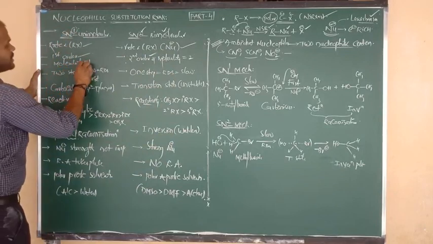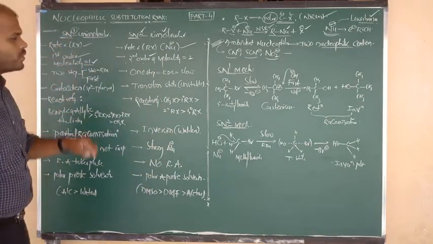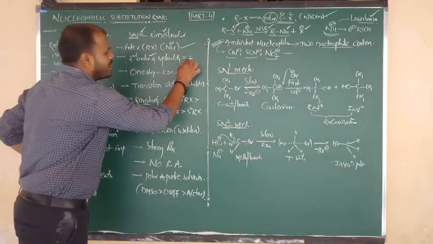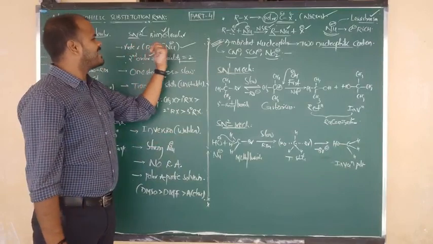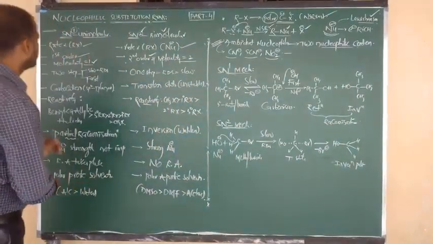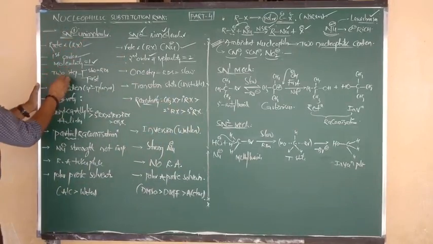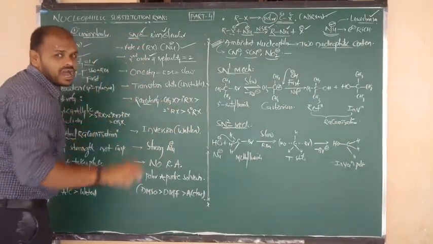In SN1 reaction, the molecularity is 1, it only depends upon one molecule, but in SN2 reaction the molecularity is 2 because the rate depends upon two molecules. One is alkyl halide and one more is nucleophile. Good. SN1 reaction, 1 completed in 2 and 2 completed in 1. Try to think in the opposite manner.